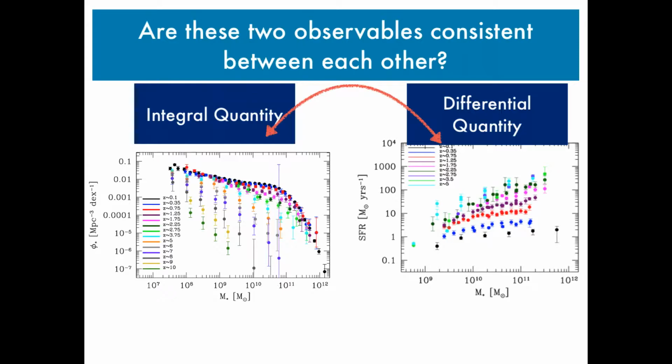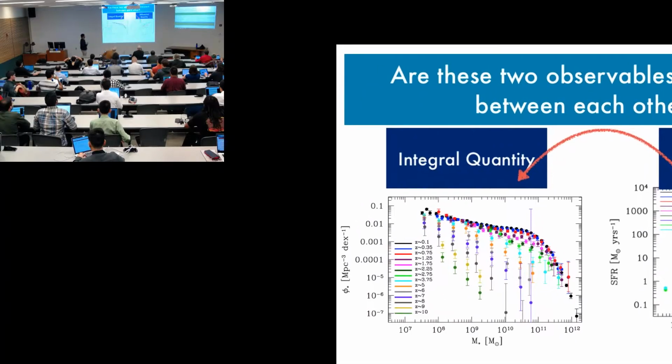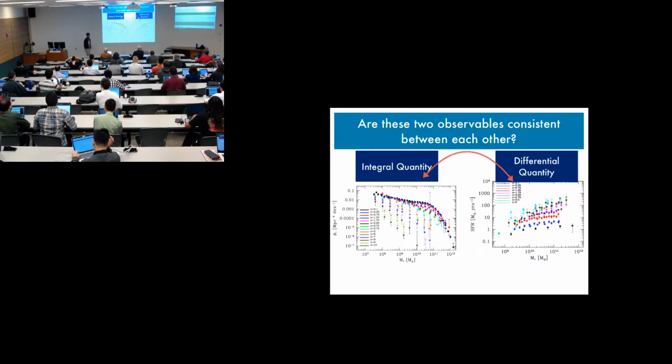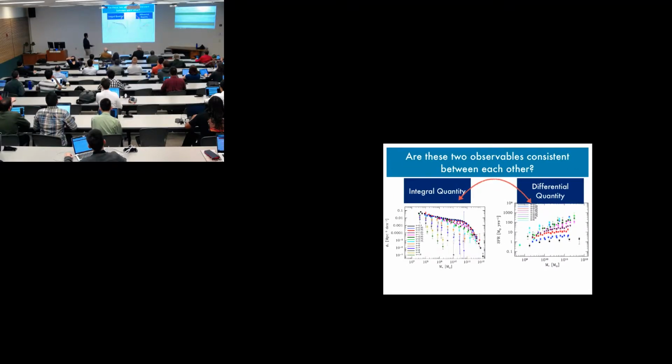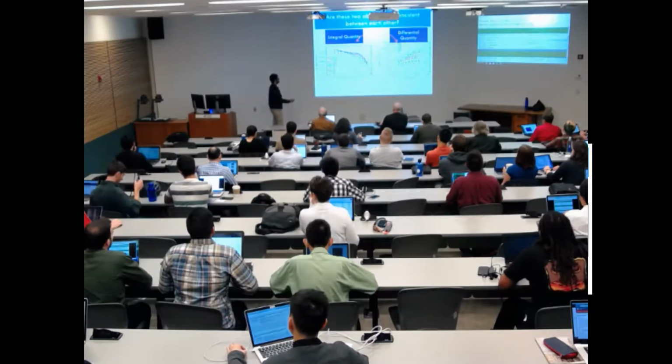Are these two observables consistent with each other? On the left side, we have the evolution of the galaxy stellar mass function. And on the right side, we have the evolution of the relation between the star formation rates of the galaxies and the stellar mass. If for a moment we ignore mergers, we will think that if galaxies are growing in time with these correlations, the galaxy stellar mass function should evolve to the left in this panel. So basically, at a constant number density, the galaxy mass function should evolve like this.